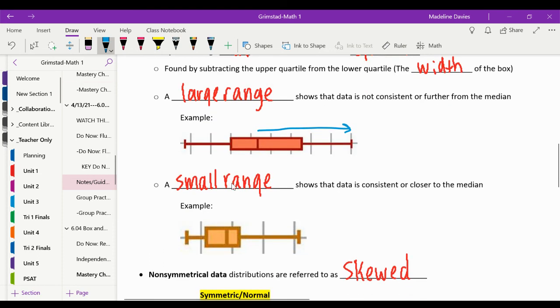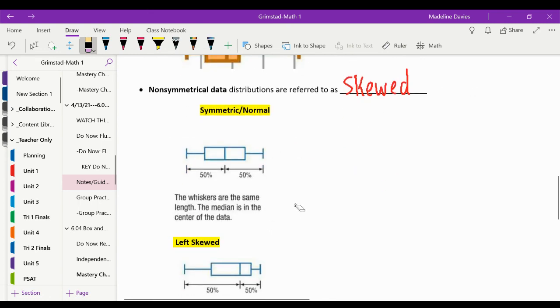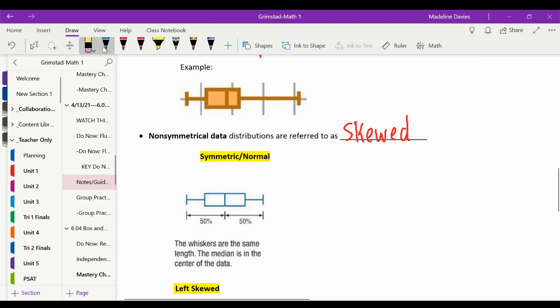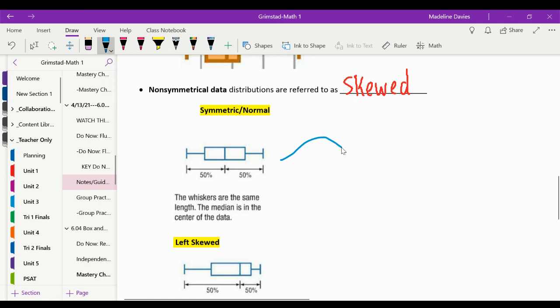A small range shows that data is consistent or closer to the median. So we have our median right here, and we're pretty close. We don't have to travel quite so far to get to our outliers or our extremes, our lower and higher extreme. Okay, so just like we've been learning, we have non-symmetrical data here. So non-symmetrical data, just like with the histograms, are referred to as skewed. So a symmetric or normal, remember with the other data, it's a hump. And here it's just looking like a very normal kitty with no long or weird whiskers.